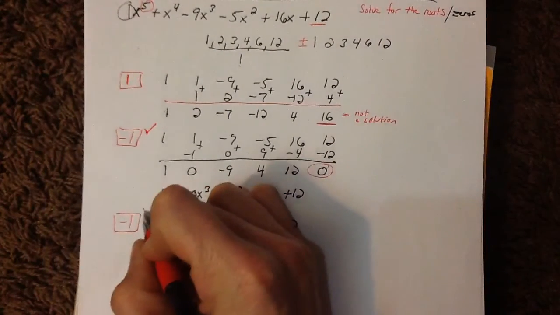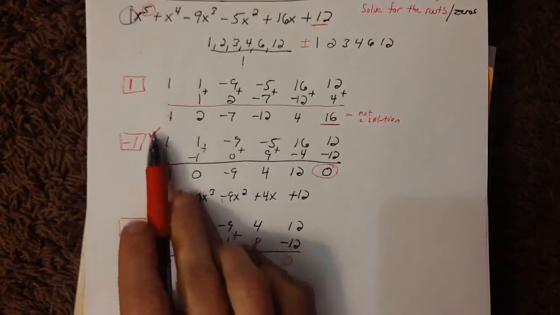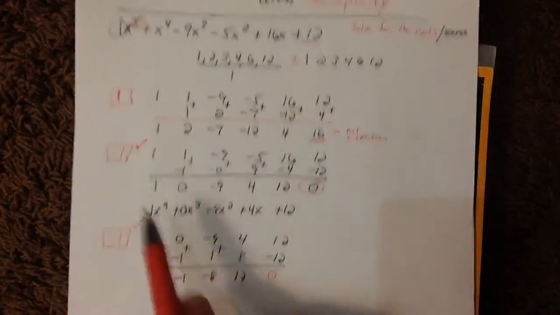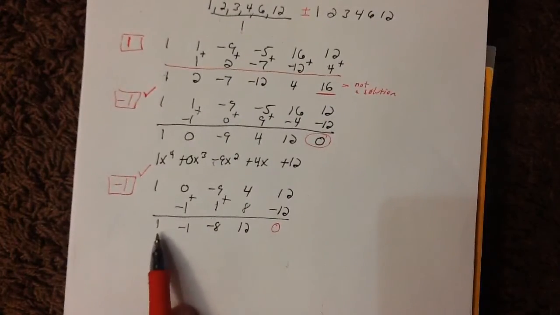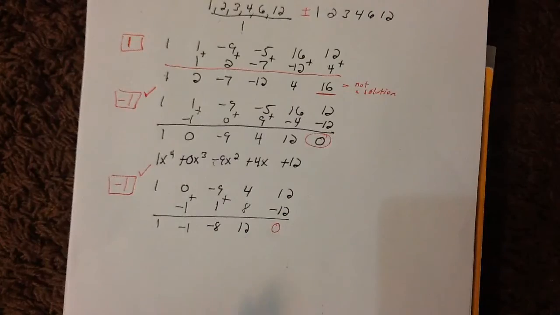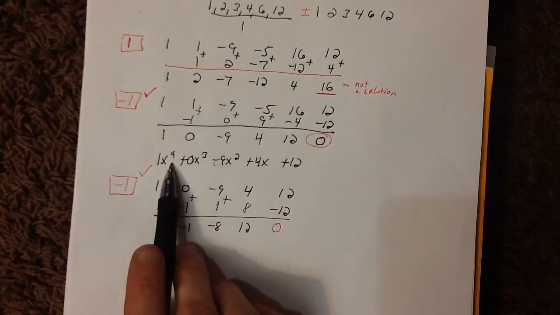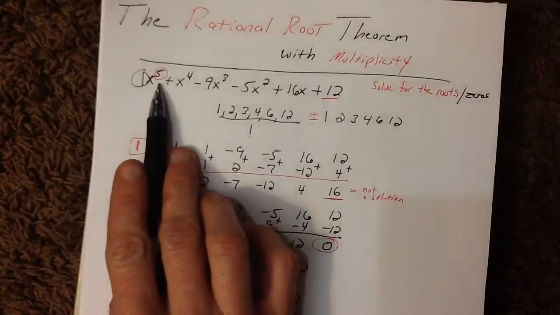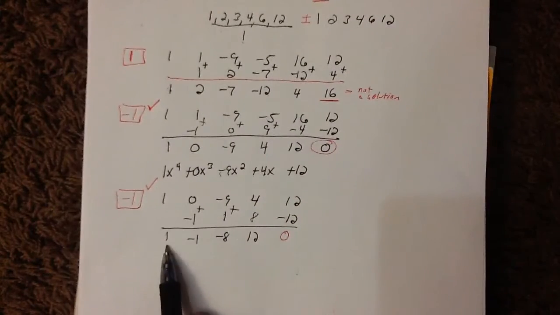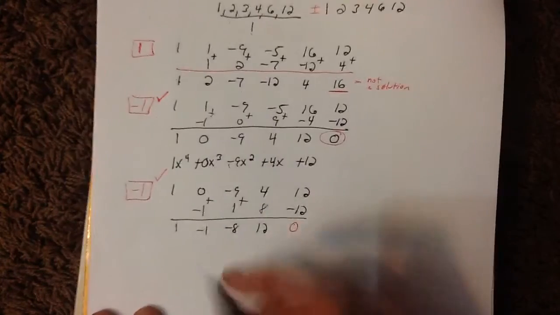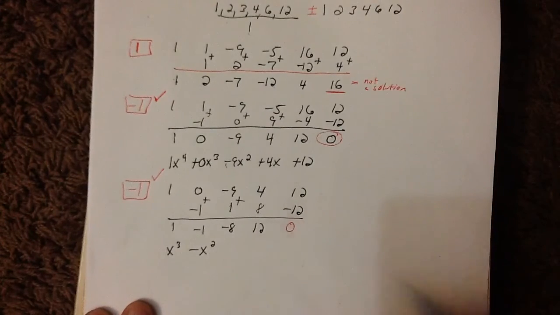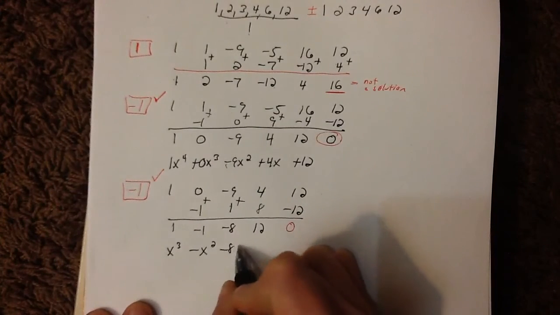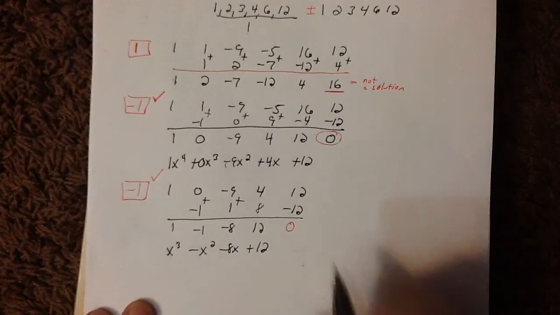So negative 1 has showed up twice. It showed up here and here, which means it has what we call multiplicity. In fact, it has a multiplicity of 2 so far, maybe even more by the time we're done. What we need to do now is take our remaining numbers and make a new polynomial. We started with x to the 4th. Well, technically we started with x to the 5th, but then the 4th. And now we're going to have 1x to the 3rd power minus x to the 2nd power minus 8x plus 12.